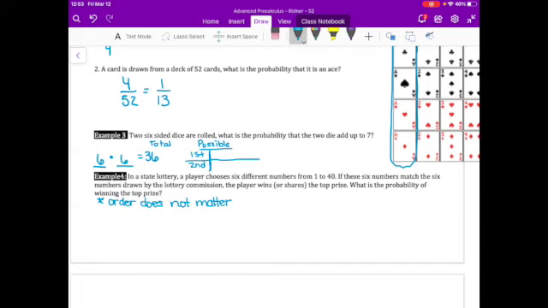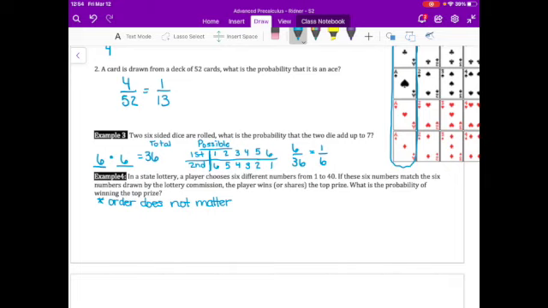Okay, so how could I get 7? Well, I could get 1 and 6, 2 and 5, 3 and 4, 4 and 3, 5 and 2, 6 and 1. Those are all the possible ways that I would have the number 7. So that would be 6 out of 36, which is 1/6. So hopefully a lot of this part of the probability is review for you. If not, that's okay, but we did do a little bit in Algebra 2 last year.